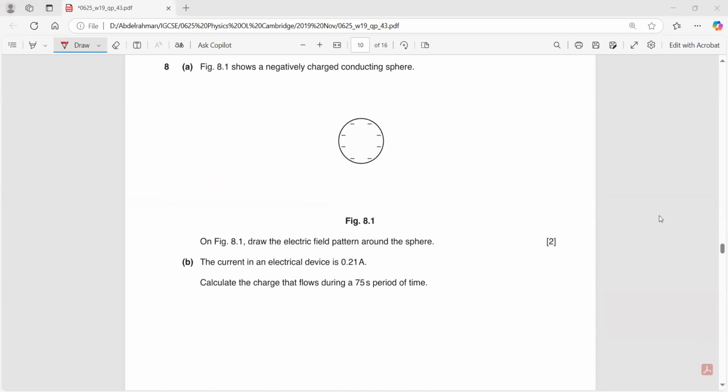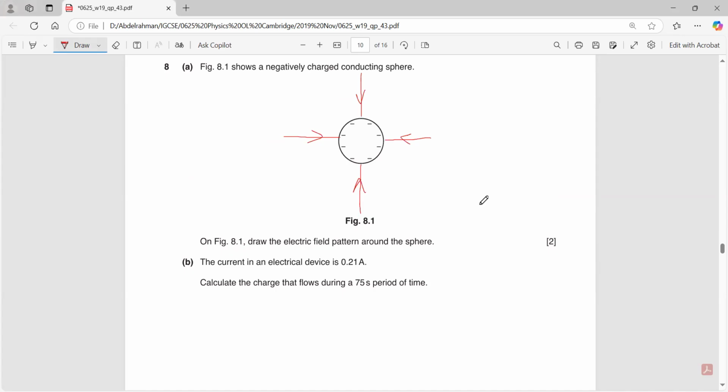Figure 8.1 shows a negatively charged conducting sphere. On figure 8.1, draw the electric field pattern around the sphere. How can I draw the electric field pattern? It's moving into the sphere. This is a negative charge, so you have to draw 4 arrows at least moving into the sphere. Okay, 4 arrows moving into the sphere this way.